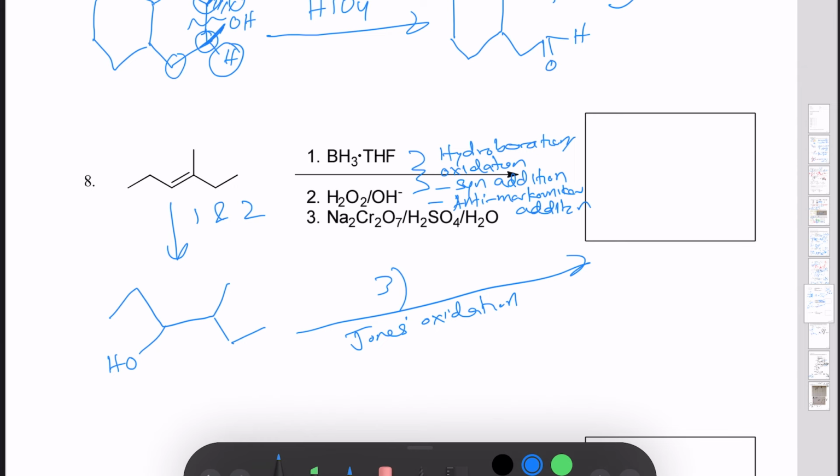And the Jones oxidation reaction is a very strong oxidation reaction, in which an alcohol like this can be immediately converted into a ketone. And that's what we see. So that is our final answer for question 8.